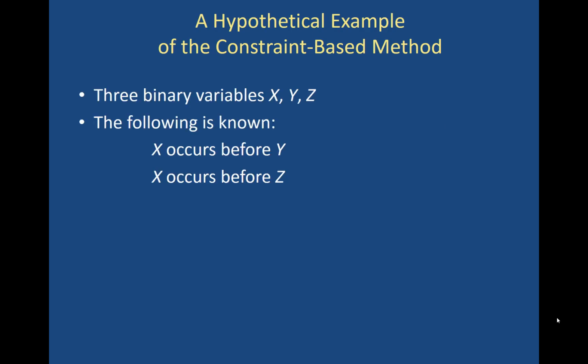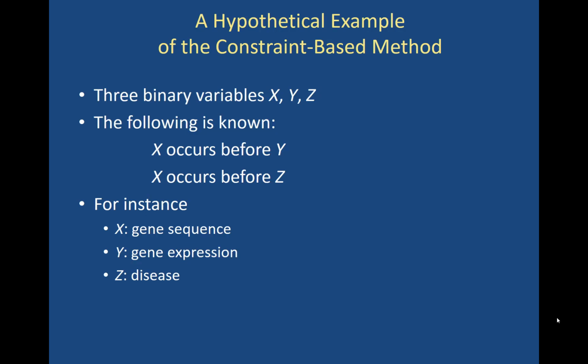So let's look at a hypothetical example of the constraint-based method. Suppose we have three binary variables, X, Y, and Z, and the following is known. X occurs before Y, and X occurs before Z.